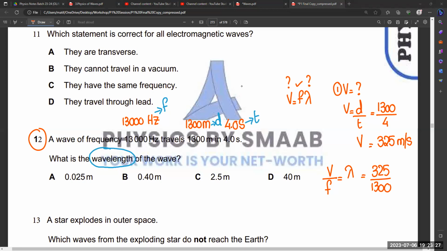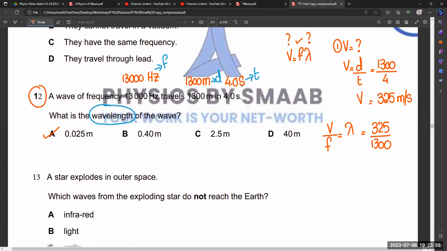Okay, so we are getting the answer 0.025. So that is option A. Yeah, it's A. So in this way, you may also use that formula, right? Because sometimes they trick you by giving an unknown value. So first you need to find out that value, then we use our original formula, right?